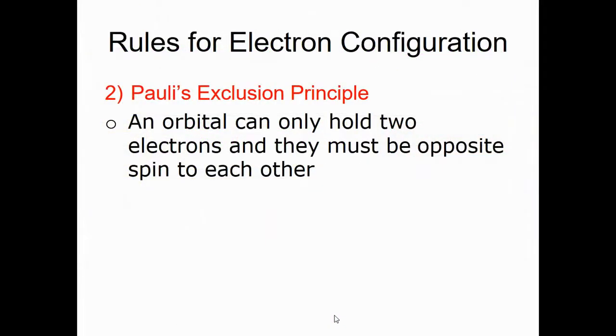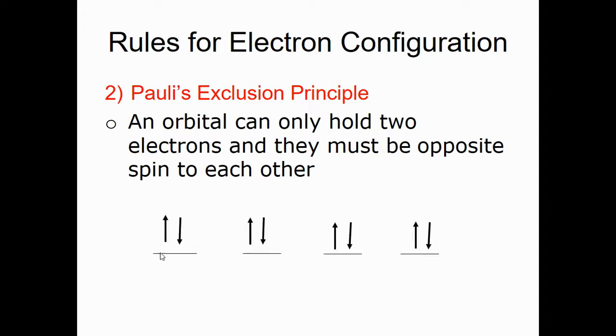Okay, the next rule is the Pauli exclusion principle. So we had the Aufbau principle, which said go to the lowest energy possible. That's the lazy tenant rule. The next rule is the Pauli exclusion principle, and that says each orbital can only hold 2 electrons, and they have to be opposite spins to each other. They have to face opposite directions.